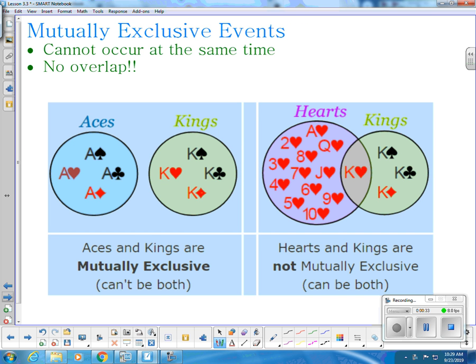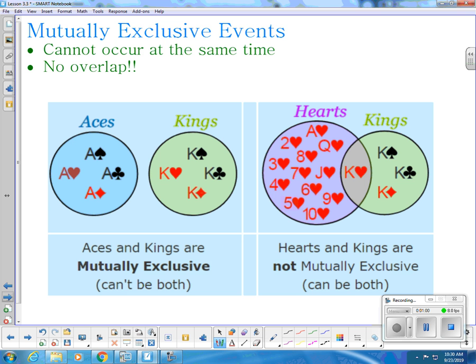Mutually exclusive. You need to know what mutually exclusive means. It means there's no overlap. There's no intersection. They have nothing in common. So aces and kings have nothing in common. They're 2 separate types of cards. But if you're talking about hearts and kings, you can find a king of hearts. So if you can find something in both groups, that's not mutually exclusive.